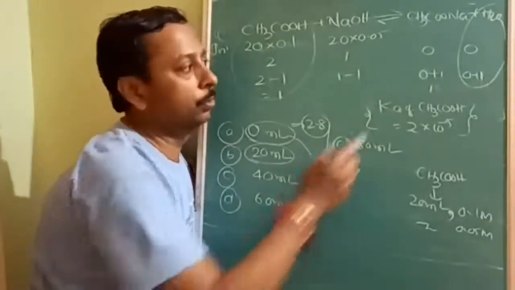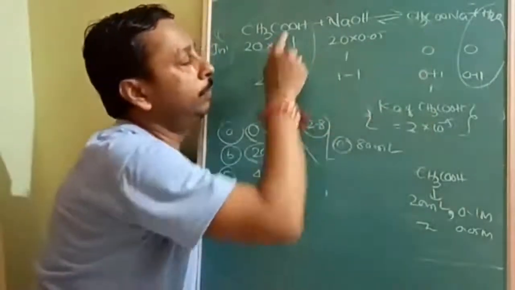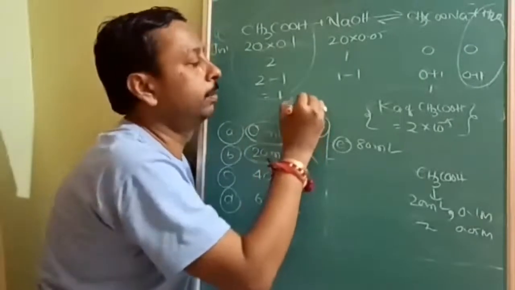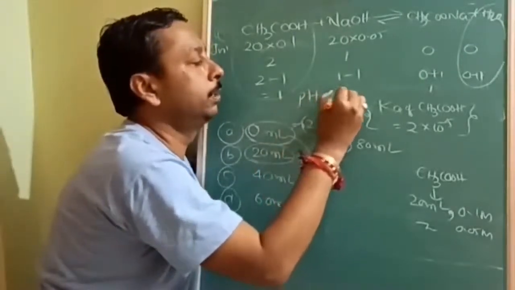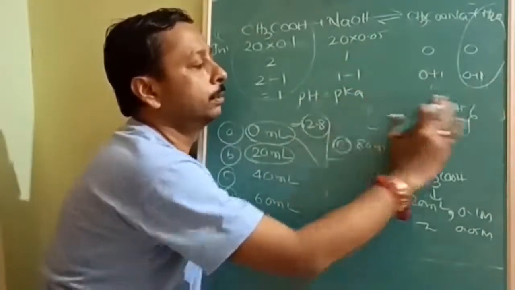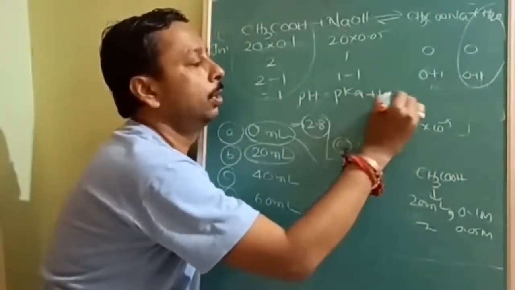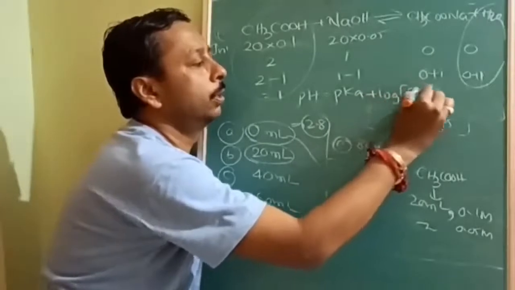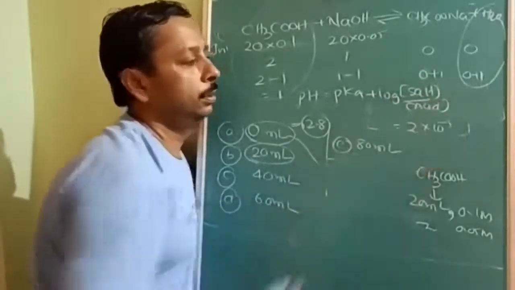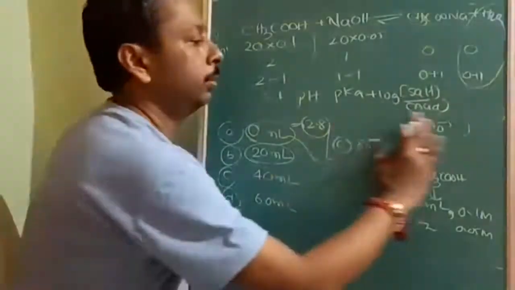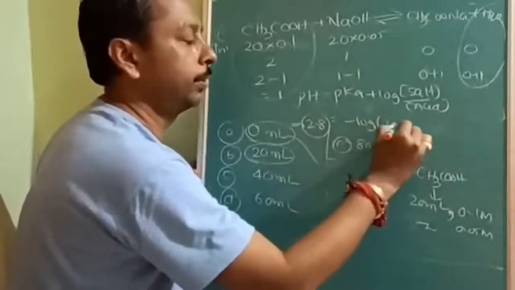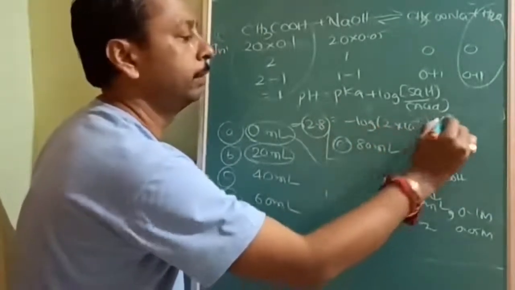Is it understood? See, this is salt and weak acid. This is a buffer. So acidic buffer. Acidic buffer formula will be pH is equal to pKa plus log of concentration of salt divided by concentration of acid. Is it clear? So this I am erasing. pKa, negative log of 2 into 10 to the power of minus 5 plus log.